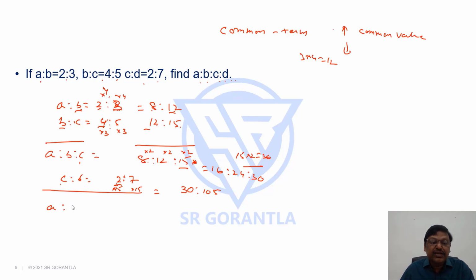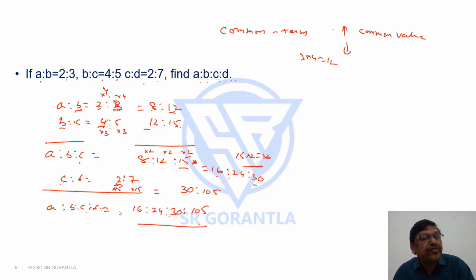So now if I write A is to B is to C is to D, when C is 30, A and B are 16 and 24. And when C is 30, D is 105. Right? So this is how we combine the ratios. Now, there is a shortcut for this, but the shortcut has its own limitations. What is the shortcut? What is the limitation?